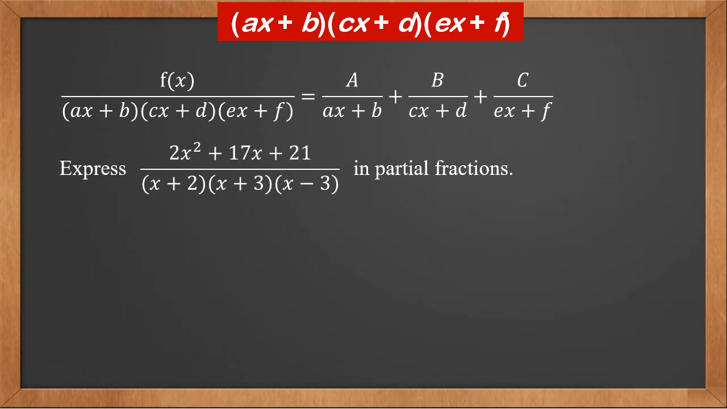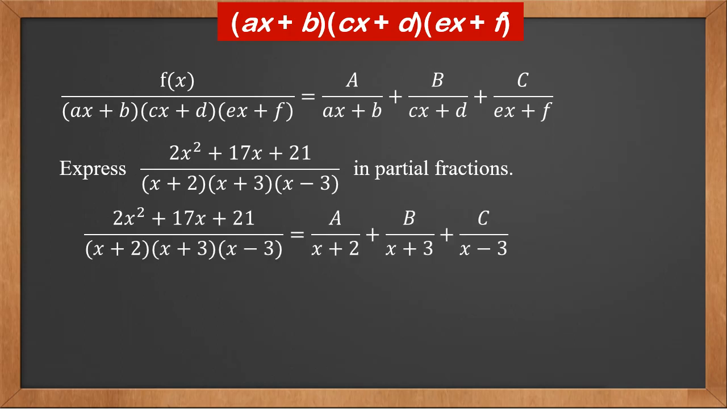Let's look at an example. Express (2x squared plus 17x plus 21) over (x plus 2) times (x plus 3) times (x minus 3) in partial fractions. The denominator is a product of three linear polynomials. So we can express it as A over (x plus 2), plus B over (x plus 3), plus C over (x minus 3). Now let's combine these three functions.